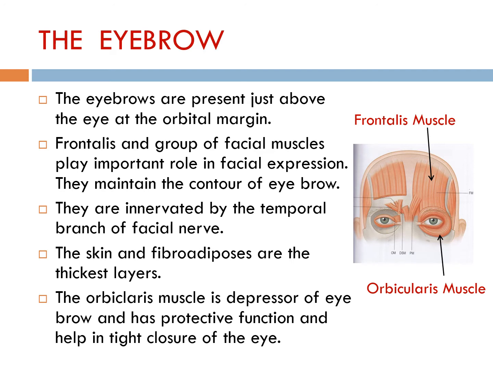The skin and fibroadiposes are the thickest layer. The orbicularis muscle is a depressor of the eyebrow and has a protective function and helps in tight closure of the eye.